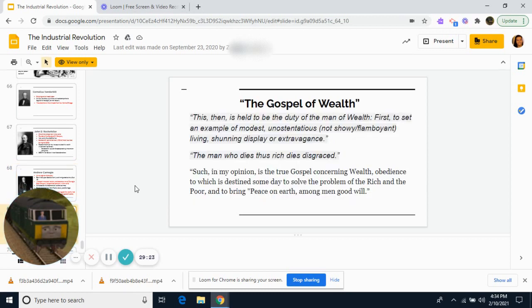The Gospel of Wealth: This, then, is held to be the duty of the man of wealth. First, to set an example of modest, unostentatious living, shunning display or extravagance. The man who dies thus rich dies disgraced. Such, in my opinion, is the true gospel concerning wealth, obedience to which is destined someday to solve the problem of the rich and the poor, and to bring peace on earth, among men goodwill.